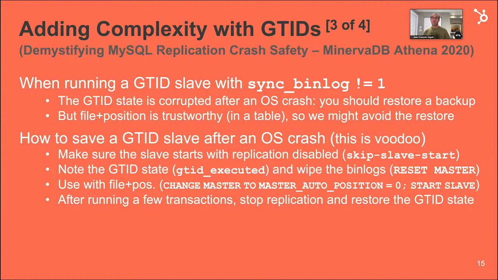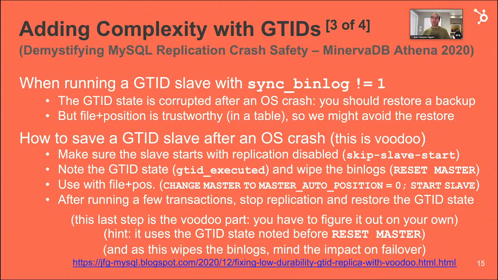And this is the voodoo method for saving a GTID after an operating system crash when you have low durability. It's my invention, so test it really well before you use it. It involves not starting replication on that slave, and then seeing the GTID position. Then you reset the binary logs to make sure they are not in your way. Use file and position, start replication on the trustworthy file. Then you run a few transactions, so you start to have a GTID. You stop replicating, and then restore the GTID state. I won't give you more details about how to restore the GTID state.